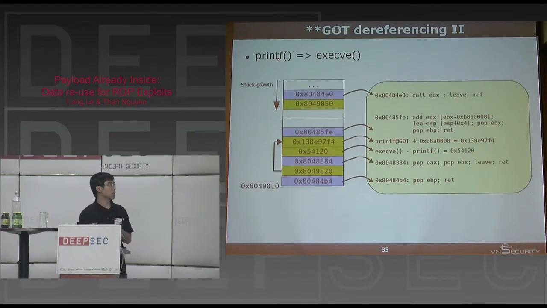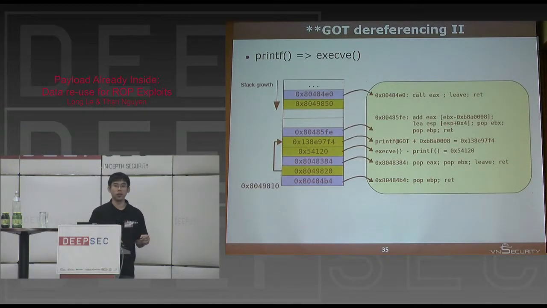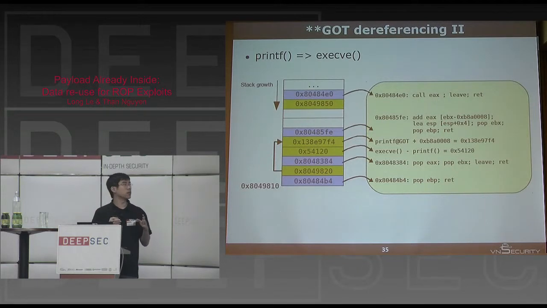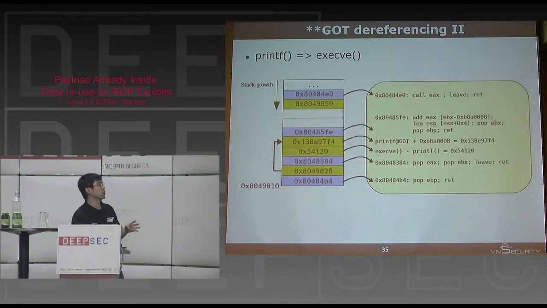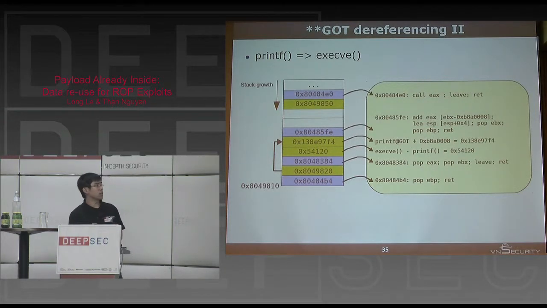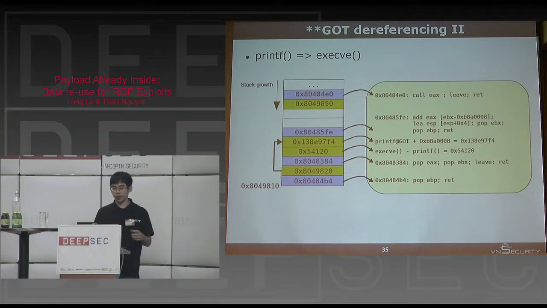For example, this one is an example of dereferencing from printf to execve. It's quite the same as the previous example, except that at the end we actually clone execve instead of cloning the printf GOT entry. So in this dereferencing, the printf GOT entry is still on the stack. That means we don't modify or override the GOT entry of printf, but we just resolve the address of execve based on the current address of printf.